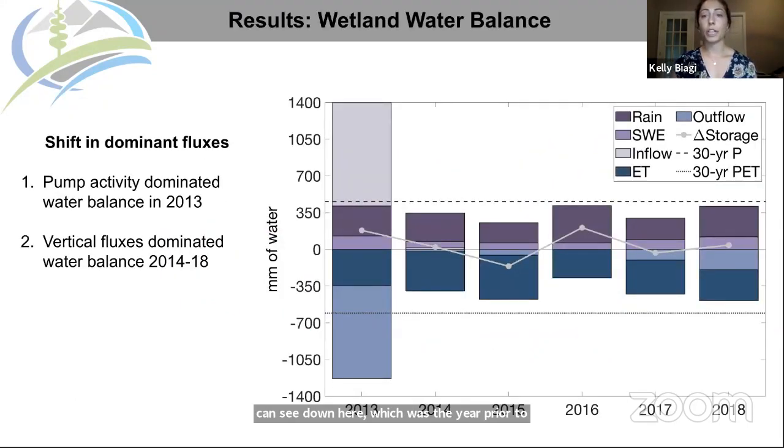So one of the largest changes we saw was a shift in the dominant fluxes in the water balance. This graph here is millimeters of water of all the water balance components over the 6 years. And in 2013, the inflow and outflow pump activity were disproportionately large. They were more than double the precipitation, which is purple, and evapotranspiration, which is the blue. In 2014 and onwards, pump activity decreased considerably, and vertical fluxes became the dominant water balance fluxes.